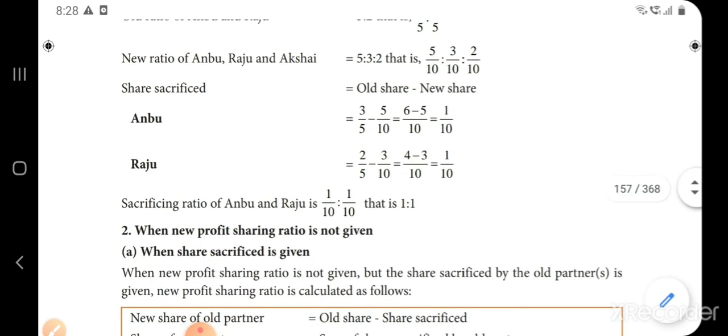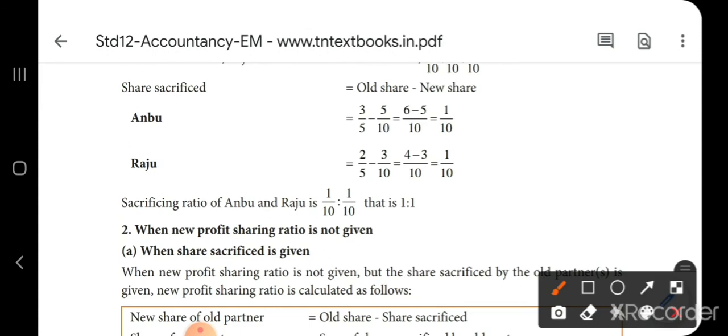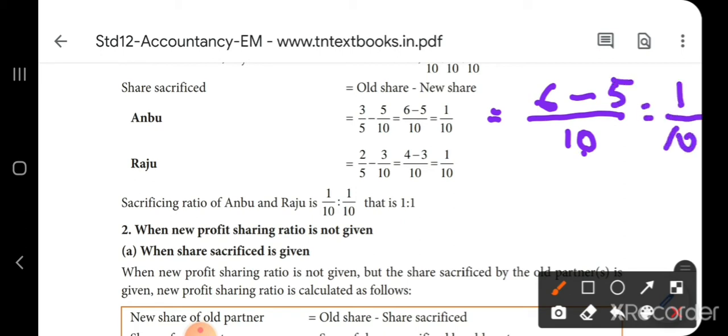Okay. Now see here, Anbu 3 by 5 minus 5 by 10, which is equal to 5 and 2. You know how to do the LCM? Yes, 10. So 5 2s are 10. So that means 3 into 2 is 6 minus 10 1s are 10. So 5 into 1 is 5. So which is equal to 1 by 10.